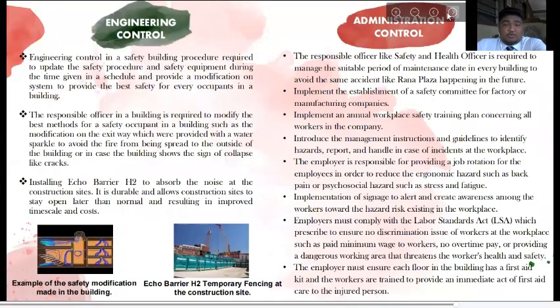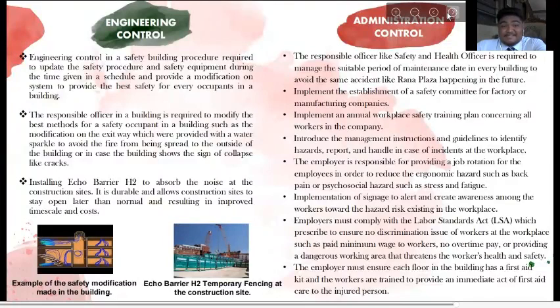Next is the engineering control, which is the control measure in a building safety procedure that requires updating the safety procedure and safety equipment during the times given, which means they have a schedule that needs to be followed. The responsible officer is required to provide a modification on the system to provide the best safety for every occupant in the building.